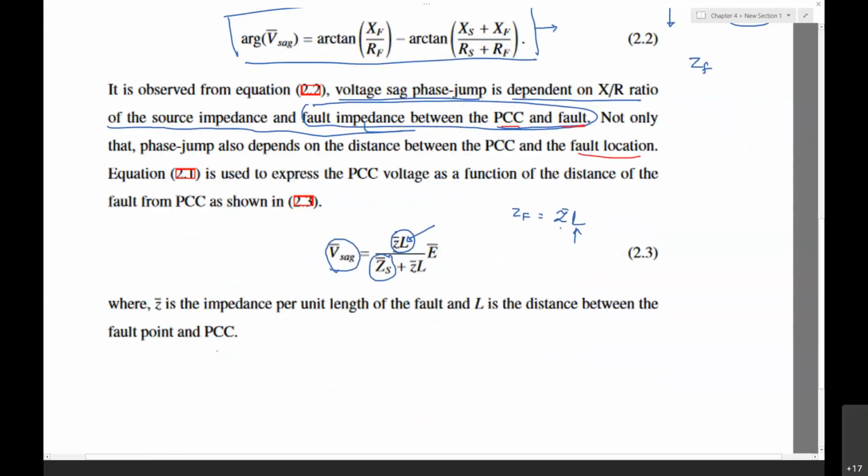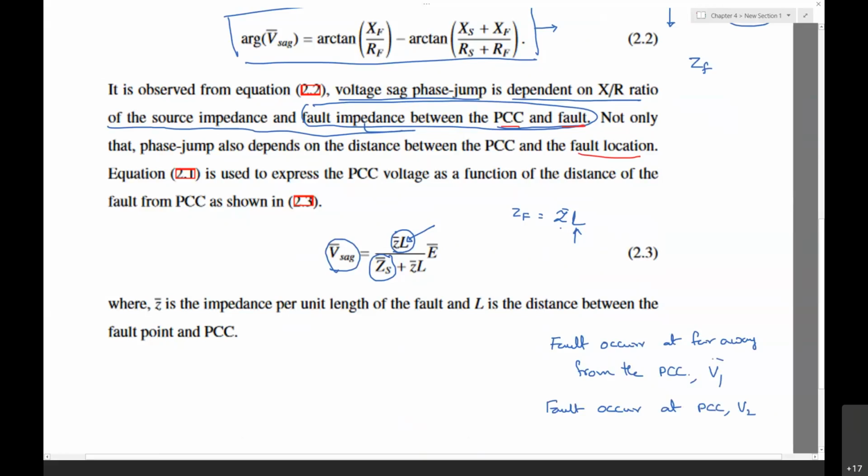So, if the fault occurred very far away from the point of common coupling, I can say that is V1. If the fault occurs at the PCC, that is the V2 voltage.